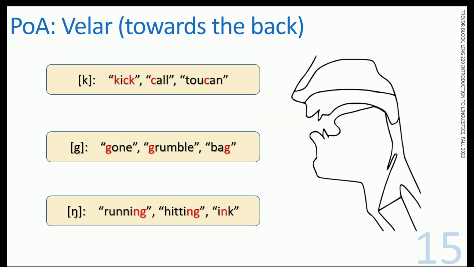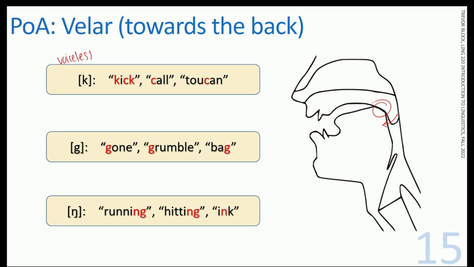And our second to last set of sounds are the velar sounds. So this is further back in the mouth. So if you say k, this is voiceless. You can feel your tongue in this region here. This is the velar region. This is where your velum is. This is the thing that opens up in order to make nasal sounds. So kick, call, can.